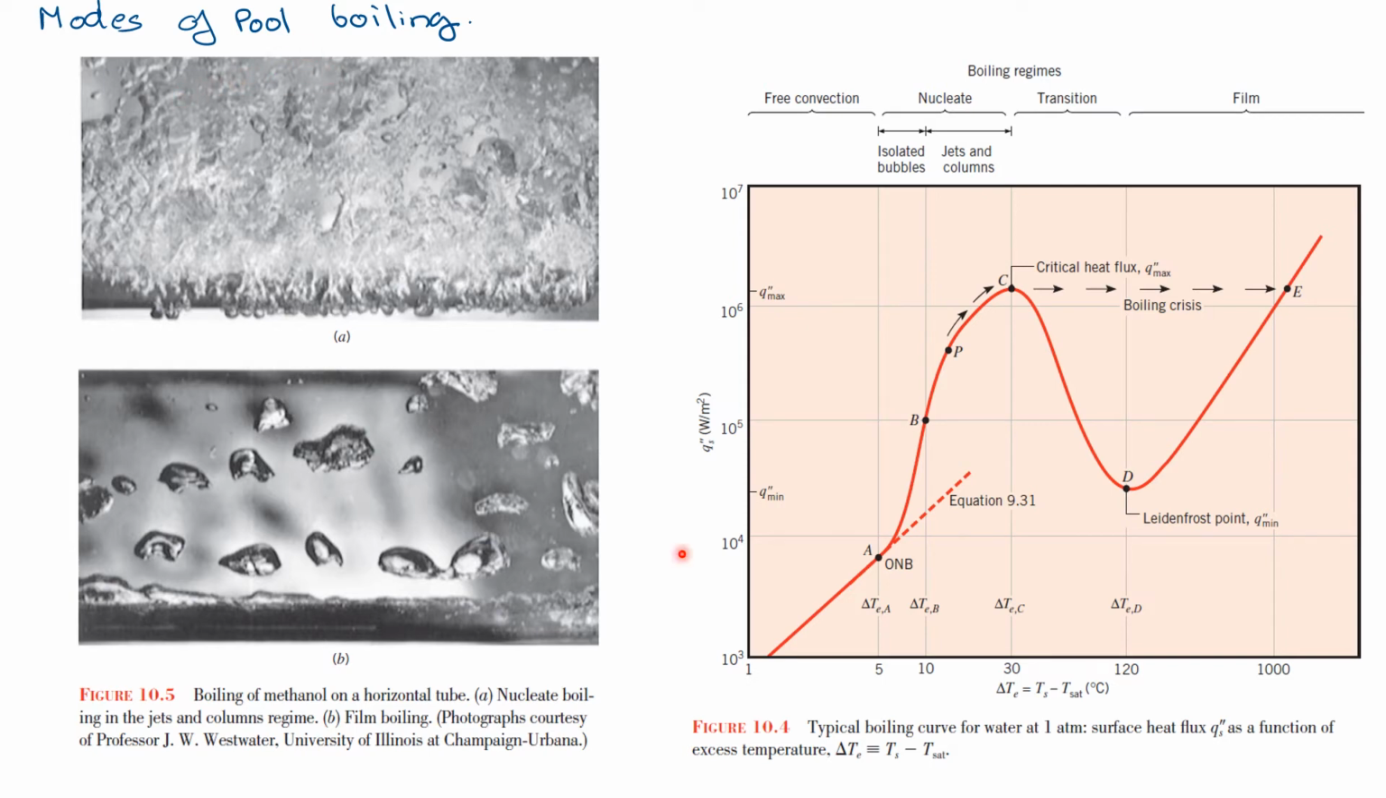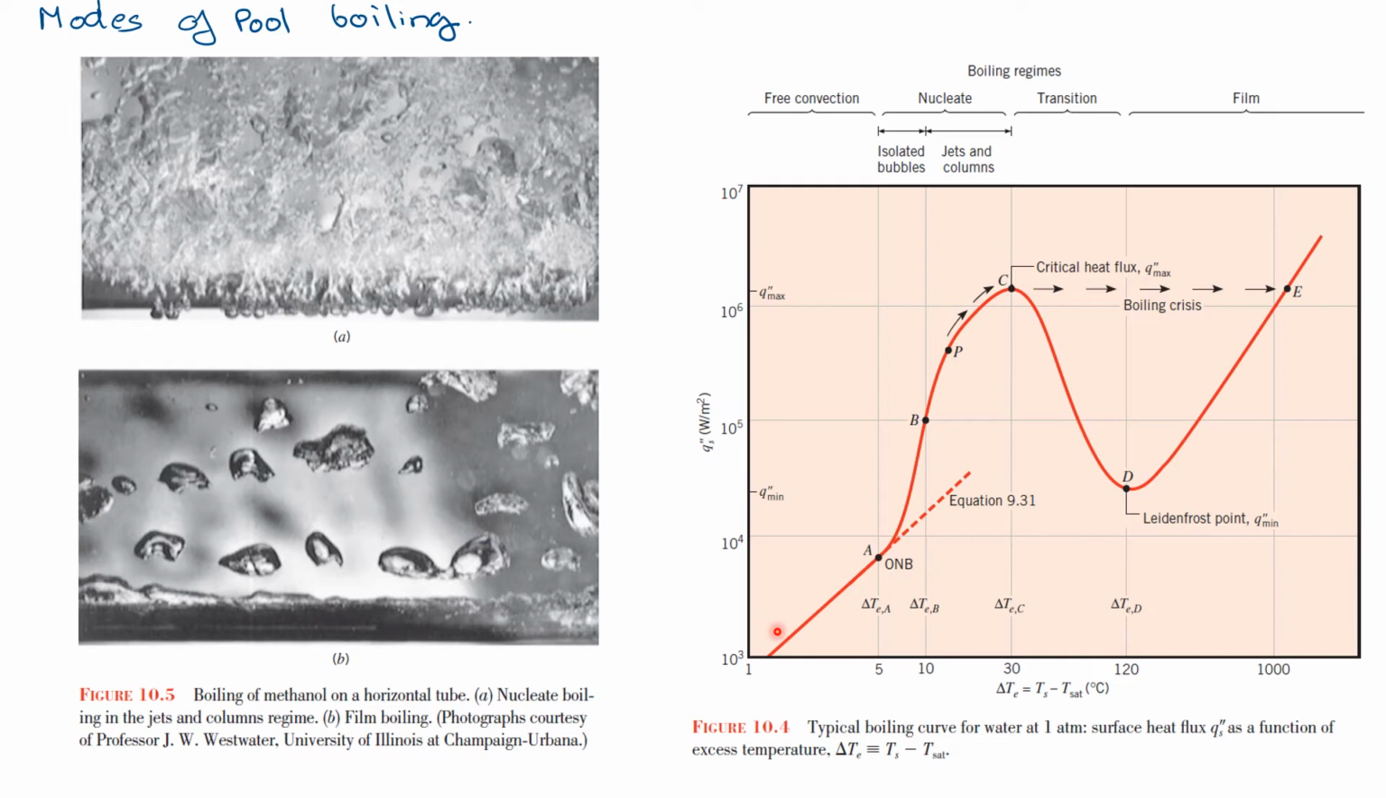So there are different modes of boiling, or different types of boiling, that happen as you are in different phases of temperatures and heat fluxes. So let's look at figure 10.4 here, which I've taken from your textbook. The x-axis here is the excess temperature, the temperature difference between your surface temperature and the saturation temperature, and the y-axis here is the heat flux.